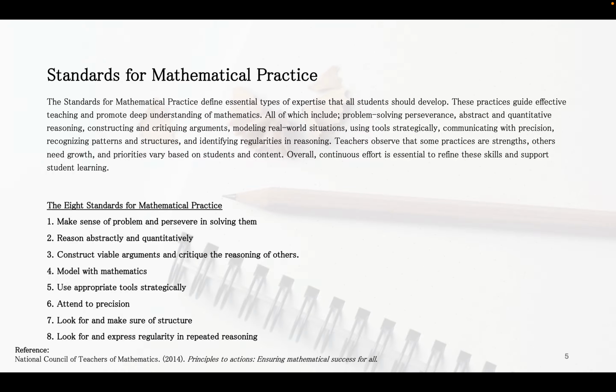Standards for mathematical practice. The standards for mathematical practice define essential types of expertise that all students should develop. These practices guide effective teaching and promote deep understanding of mathematics, and include problem-solving perseverance, abstract and quantitative reasoning, constructing and critiquing arguments, modeling real-world situations, using tools strategically, communicating with precision, recognizing patterns and structures, and identifying regularities in reasoning. Teachers observe that some practices are strengths while others need growth, and priorities vary based on students and content. Overall, continuous effort is essential to refine these skills and support student learning.